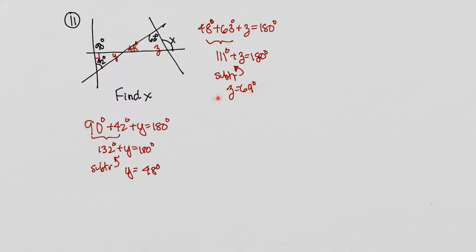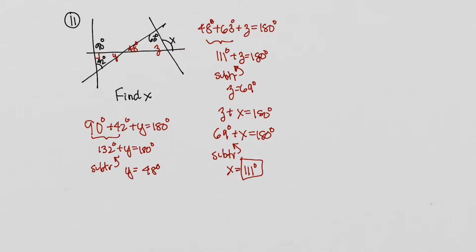Now we've got that this angle here is 69 degrees, so we know that z plus x is equal to 180 degrees, but z is 69 degrees. We'll have 69 degrees plus x equals 180 degrees, and then if we subtract that 69 degrees, we're going to end up here with x being equal to 111 degrees.